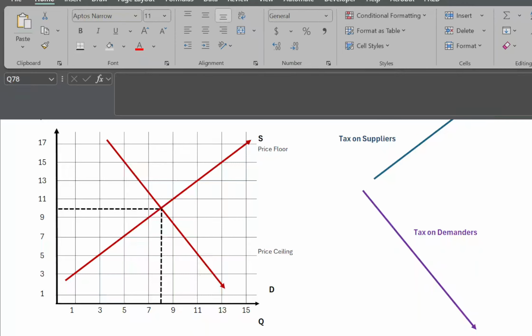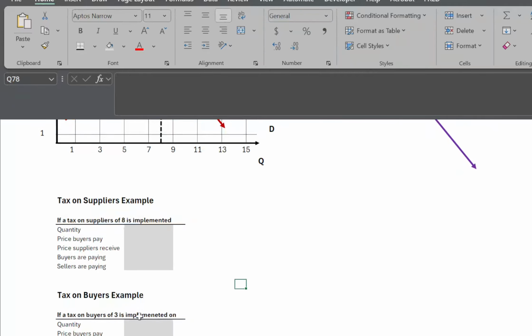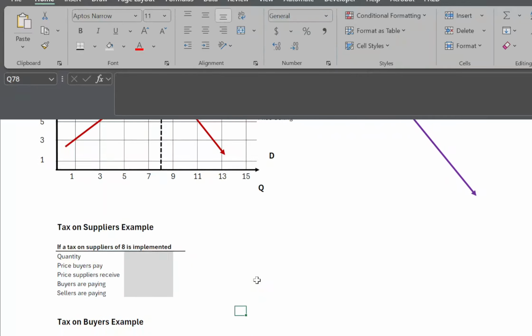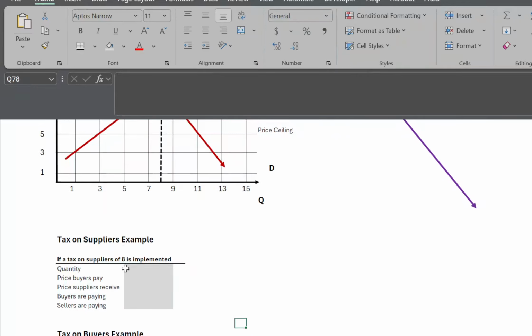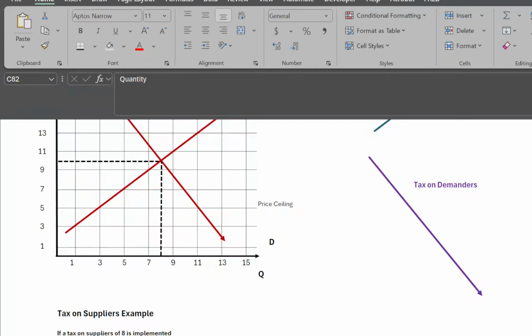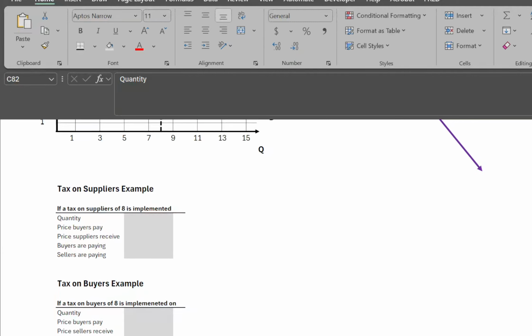So this example is, what if there's an $8 tax on suppliers? We're going to tax suppliers, and then we'll tax buyers. And we'll see what happens here. So we got a $3 tax on buyers, and we have an $8 tax on suppliers in this example. Let me see something really quick. All right. One thing I had to change, I forgot, was I have to do a tax on buyers the same value, not the 3. So let's do suppliers first.